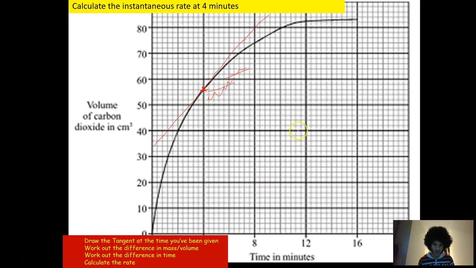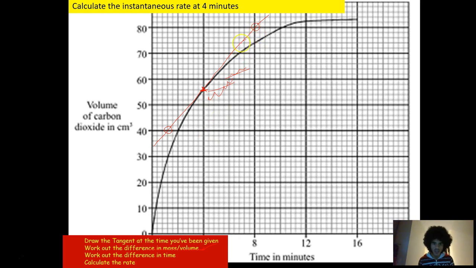Which is the difference in mass or volume, okay, which is over here. So in order to do that, let's choose 2 points. I'm going to choose this one. That looks like a really good point. And I'm going to choose this one here. Okay, so it's up to you which 2 points you choose. It depends on what you find easiest to analyze, to be perfectly honest.